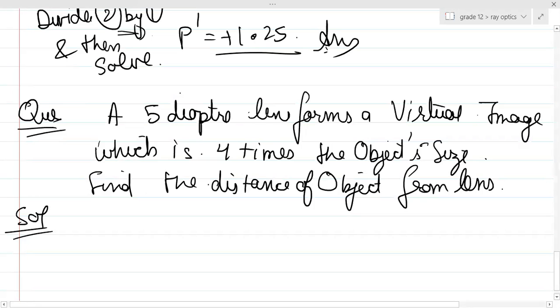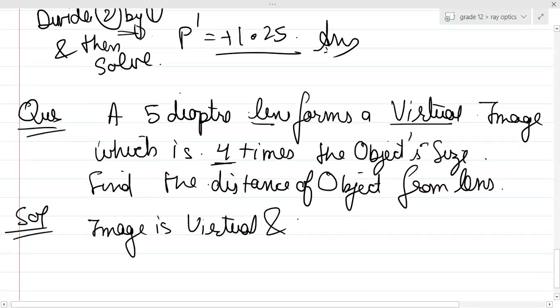First of all, can you see there is a lens forming a virtual image which is 4 times the object? Is there any lens which forms a virtual image as well as magnified, virtual and magnified, right? Yes, sir. So can you identify this case? If the image is virtual and magnified, then which case am I talking about?